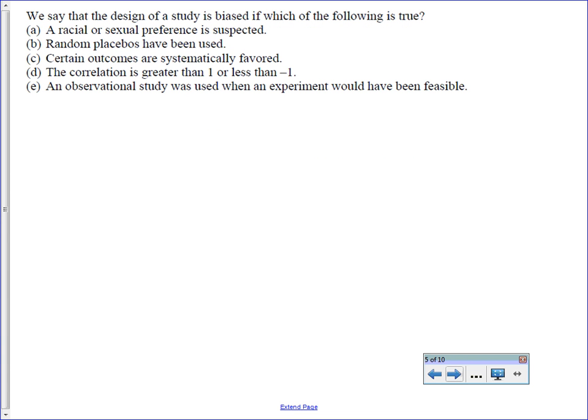We say the design of a study is biased if certain outcomes are systematically favored. That's what bias means: we're favoring a certain outcome.